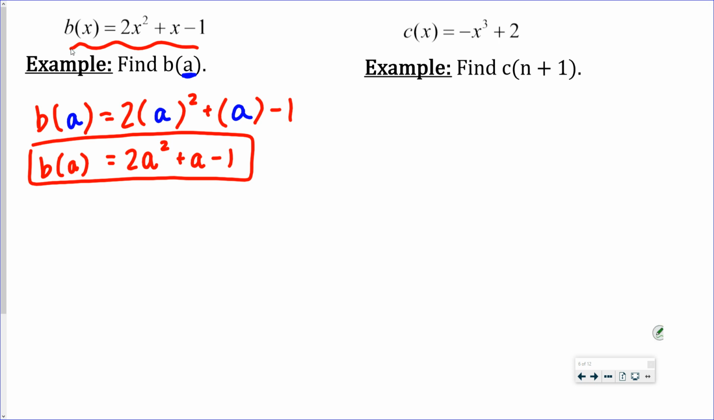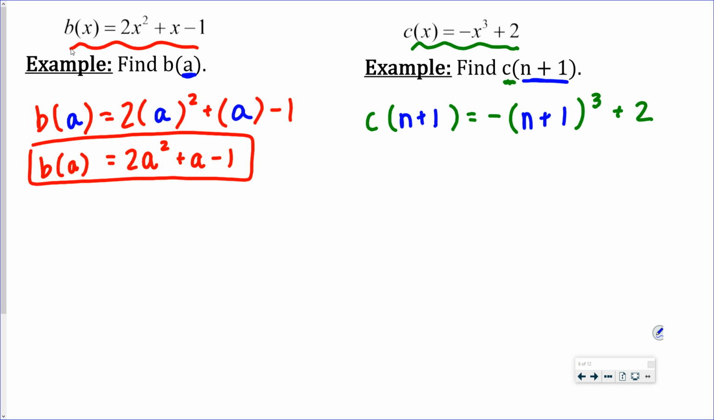How would I read this out loud? C of n plus 1. So the first letter right here is telling me which function to use. I want to use c, and in the parentheses is what I'm plugging in. So set up that template for yourself. Don't forget about the negative. And then whatever is in the parentheses, that's what I'm plugging in for all the x's. Now in this case, there's only one x. So that would be how I plug it in, and now I have to evaluate this.